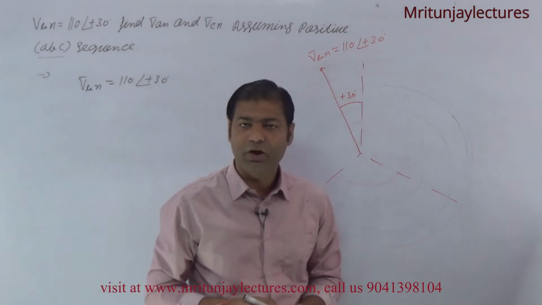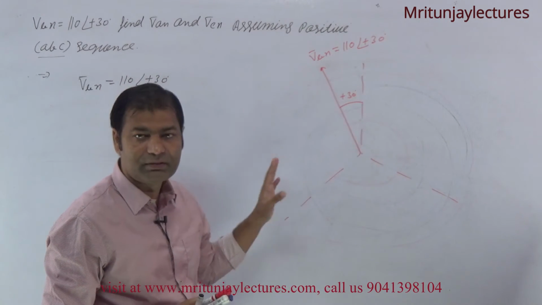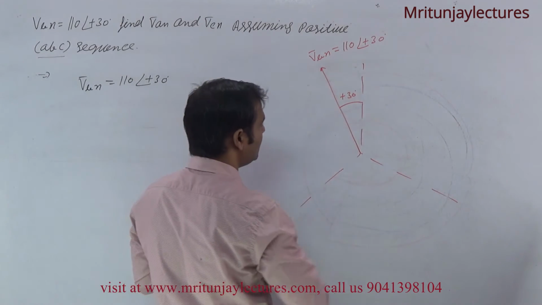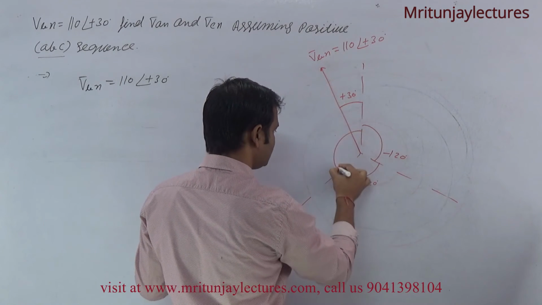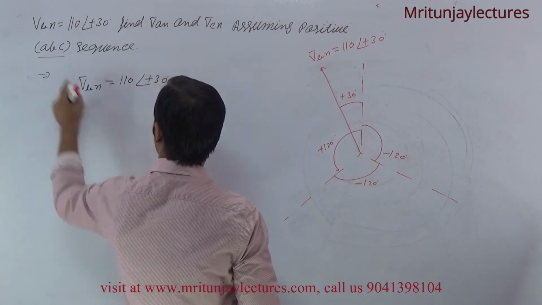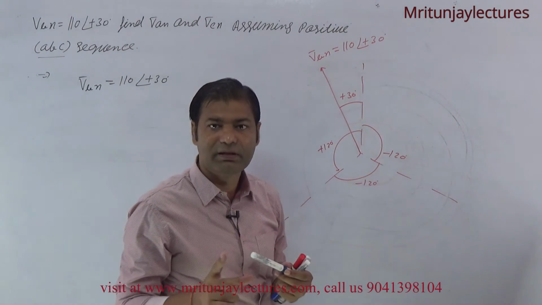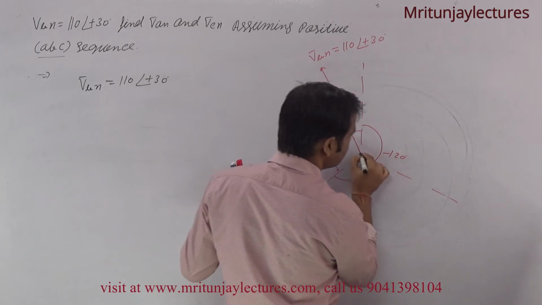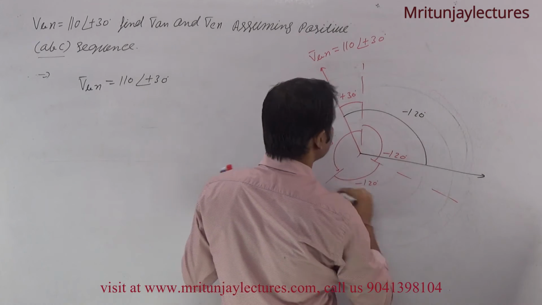If this is a positive sequence, then B lags A by how much angle? 120. And C lags B by how much angle? 120. So what about this one? First of all, it is written like this, and this one is plus 120. Clear? Now C lags B by how much angle? 120. So minus 120, that is VCN.